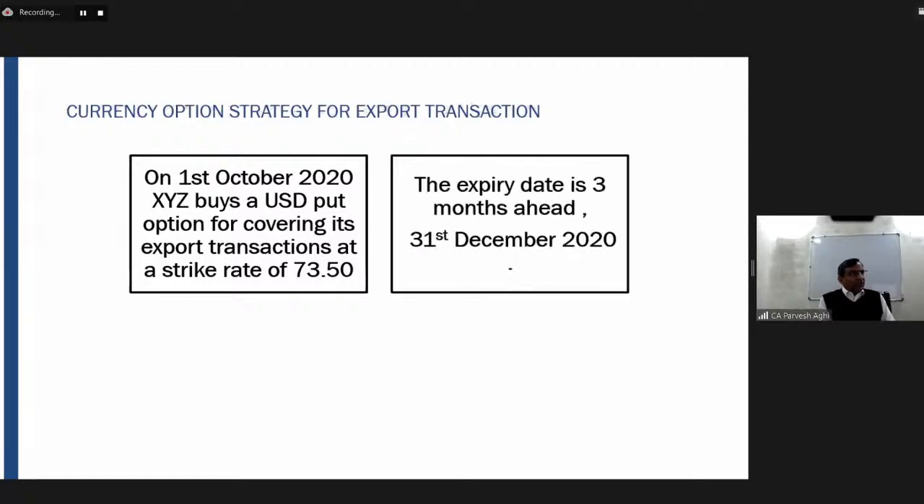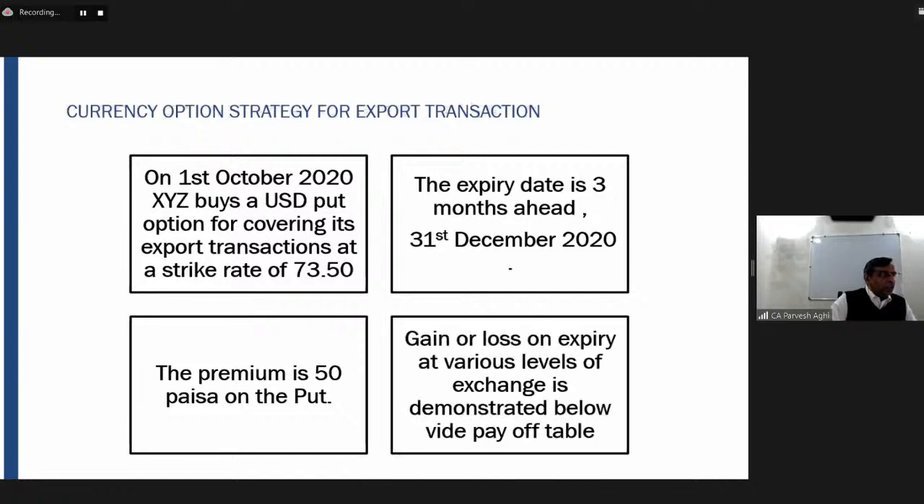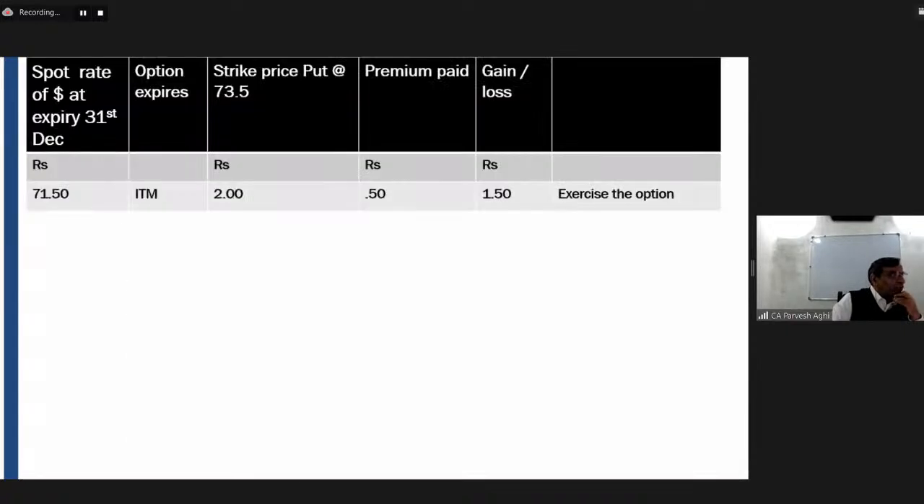The expiry date is 3 months ahead, that is 31st of December 2020. And the premium is the same, 50 paisa on the put. Gain or loss on expiry at various levels of exchange is demonstrated below via the payoff table. So he has actually taken a put. He'll make money only when the dollar falls, when the dollar depreciates. If the dollar depreciates, he's going to make a gain in the option contract, but lose money in the real market. But if the dollar appreciates, he's just going to lose the premium, but he's going to get the benefit in the real transaction. He'll be very happy. He's got both things covered. So that's the difference between options and futures.